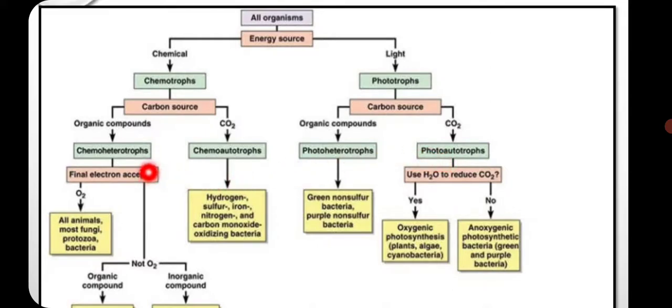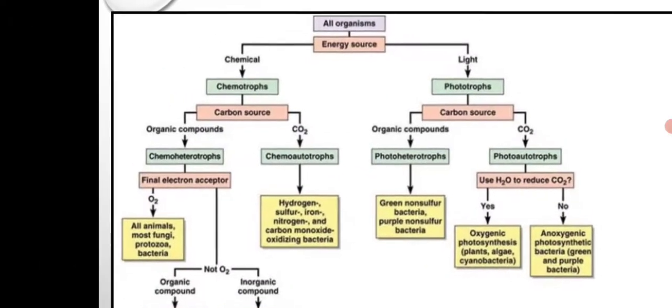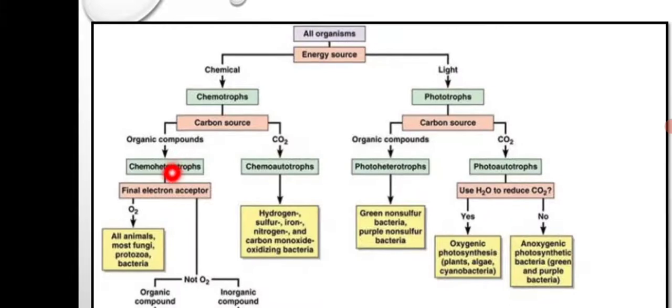Now in chemoheterotrophs, the final electron acceptor is oxygen. Okay, we will see the chemoheterotrophs. In chemoheterotrophs, the final electron acceptor is oxygen. And the examples of this include animals, most fungi, protozoa, and some bacteria.